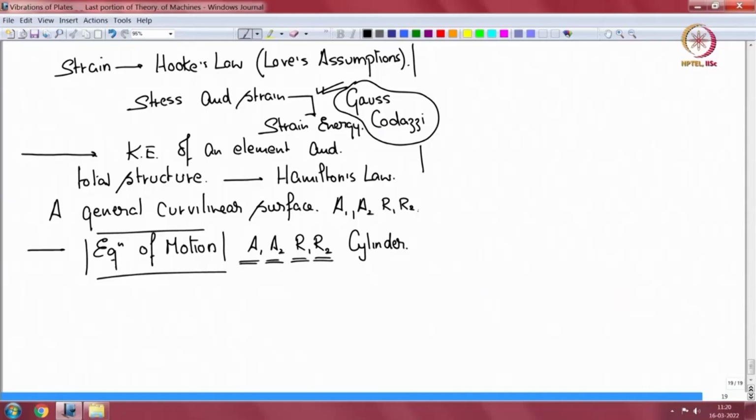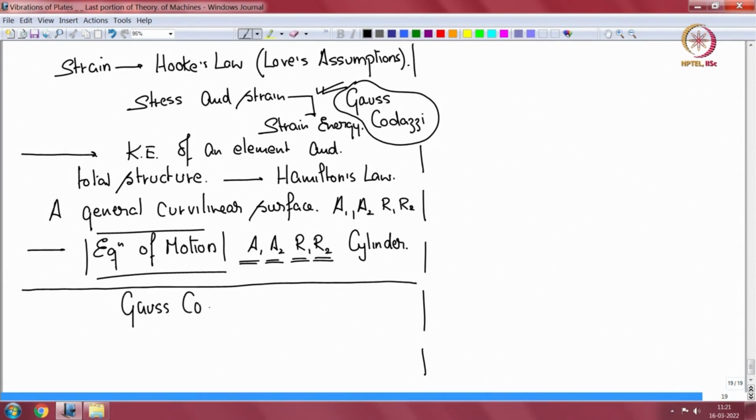Good morning and welcome to this next lecture on vibrations of plates and shells. So last class I said we will look at the Gauss Codazzi relations. So we will look at that. The Gauss Codazzi relations talk about properties of a surface, okay, surface properties.